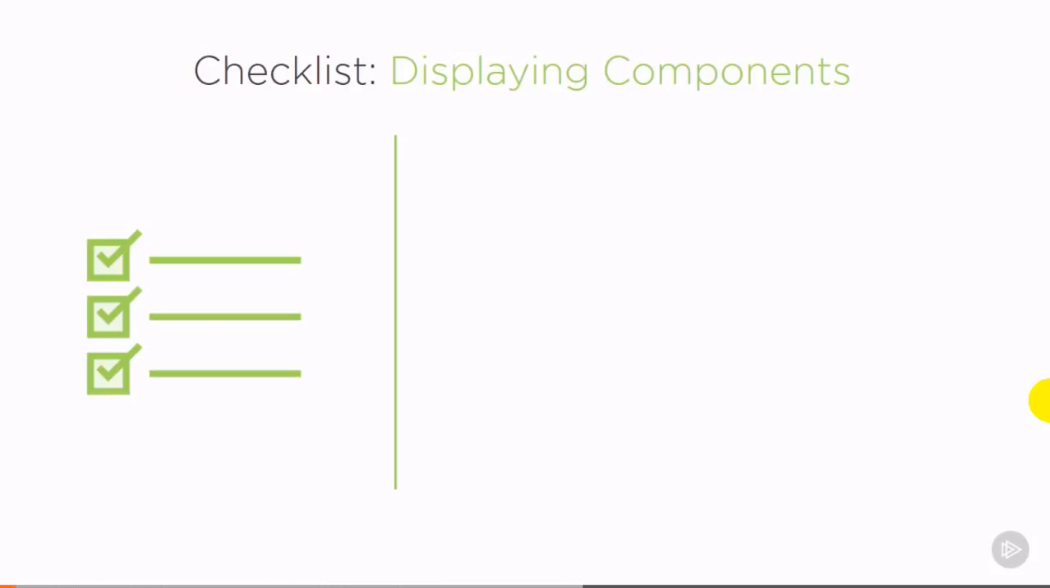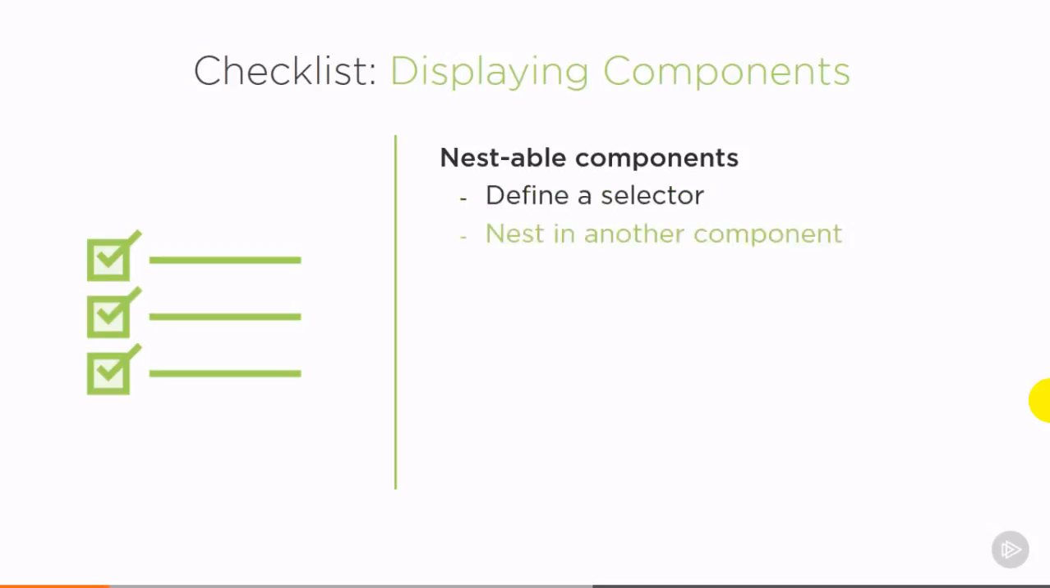To route or to nest? That is the question. When creating components, we need to think about how they will be displayed. For components designed to be nested within other components, we need to define a selector as part of the component decorator. The selector provides the name of the directive, and then we nest the component within another component using the directive to define where the component template appears. The component does not then need a route.